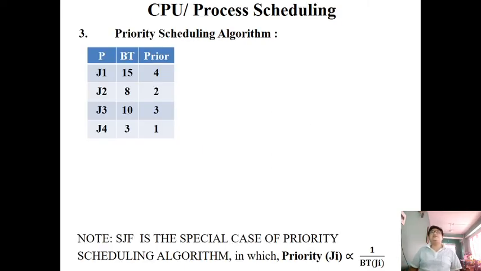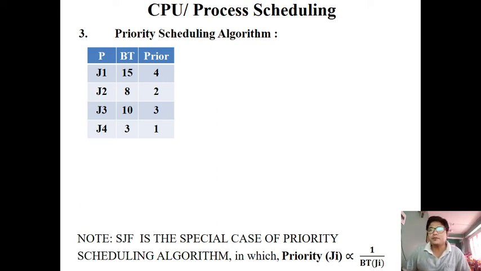Now the next scheduling algorithm is the priority scheduling algorithm. We all know that in a computer system, in a ready queue, there are a lot of processes with different priorities. Each one has its own priority. For your information, the CD-ROM has the highest priority. It's just an example. So every process has a priority value associated with it.